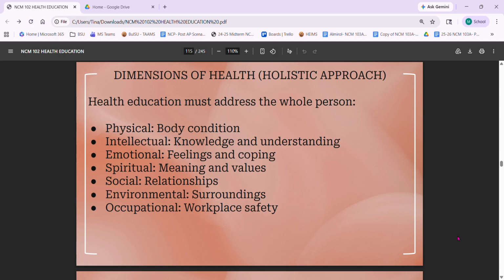Now, we need also to remember, when we are planning or designing a plan, that health education must address the whole person. Alam natin na yung dimensions of health which you discussed on fundamentals. So, holistic yung approach natin. Physical, intellectual, emotional, spiritual, social, environmental, and occupational. Pag physical, body condition; intellectual, knowledge; emotion, more of feeling; spiritual, yung mga values. Social is relationship; environmental, yung nasa paligid ng pasyente mo; and occupational, yung workplace safety. So, again, yung dimensions of health natin.